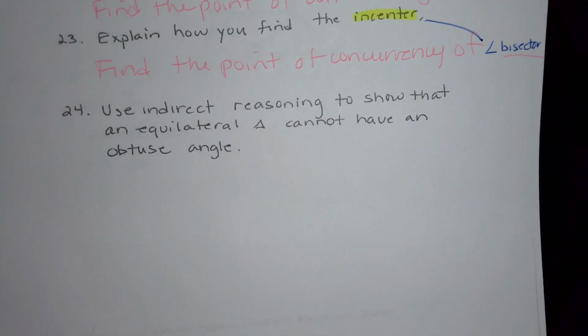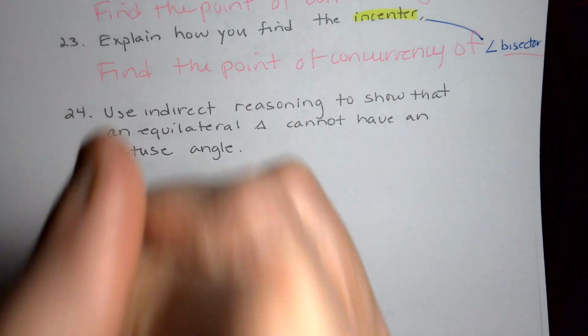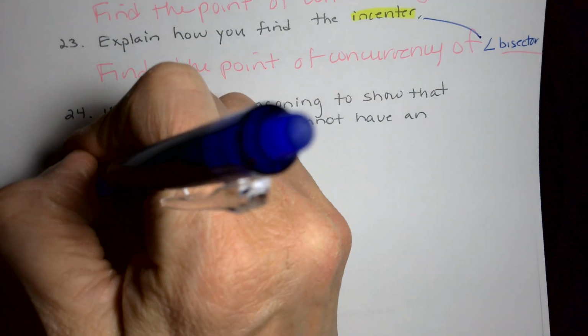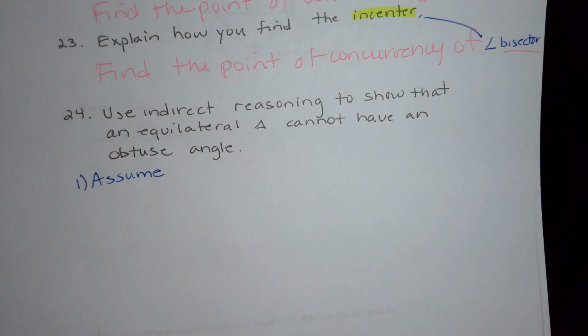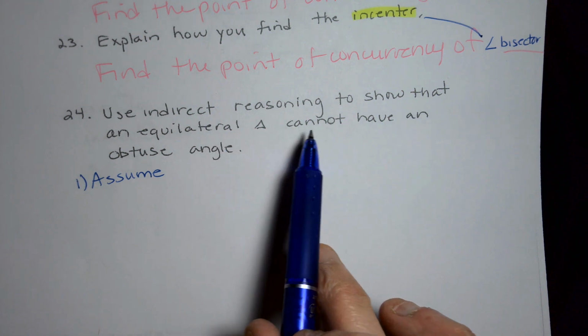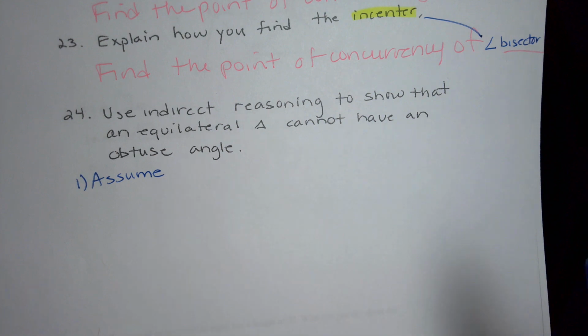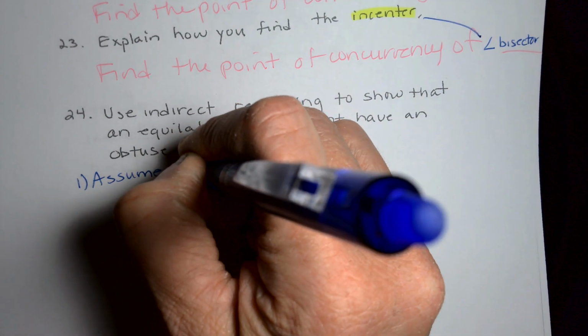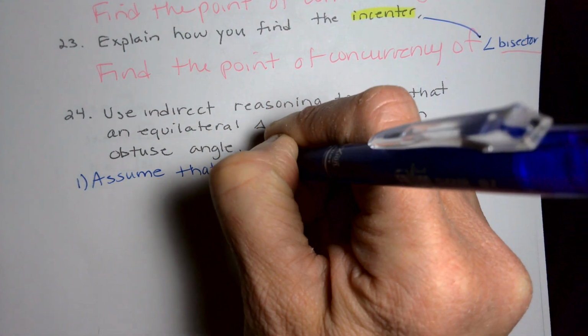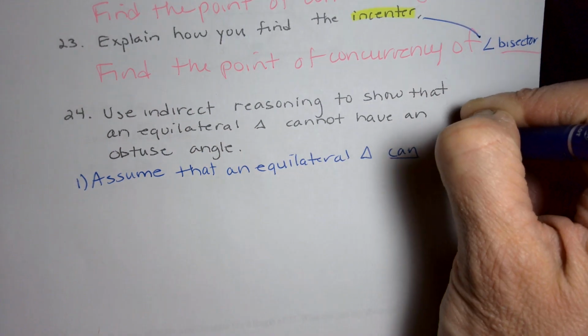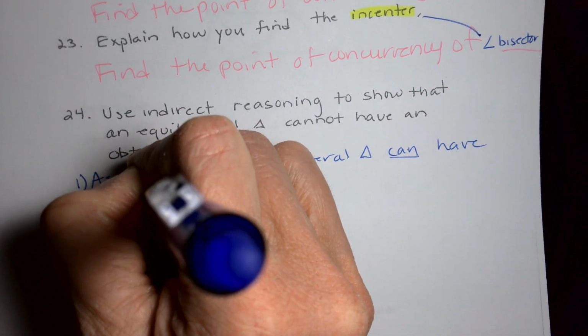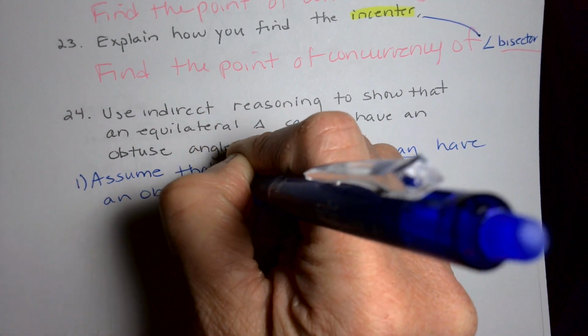Use indirect reasoning to show that an equilateral triangle cannot have an obtuse angle. So remember, what's our very first thing we want to do? We want to assume. Assume what? Assume the opposite of what you want to prove. So we want to prove that an equilateral triangle cannot have an obtuse angle. So we are going to assume that an equilateral triangle can have an obtuse angle.